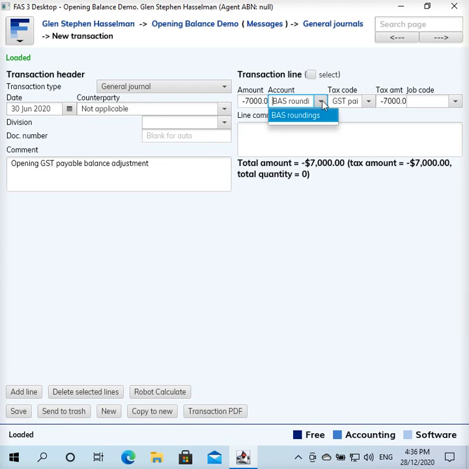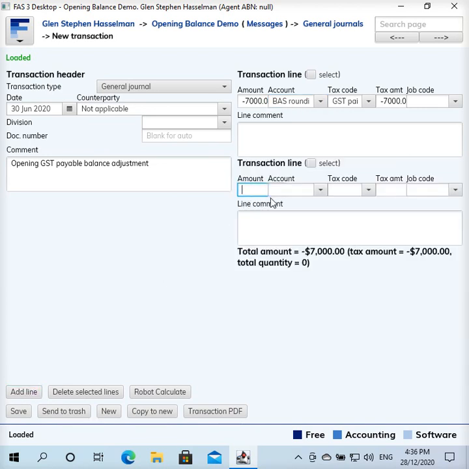So even though it's a zero, it's a good idea to adopt some convention about which account you use on these types of GST transaction lines. Okay, and now we have to balance the journal. So it has to balance to zero. So we're going to put a $7,000 debit to this cash on hand account that we're just using as our clearing account.